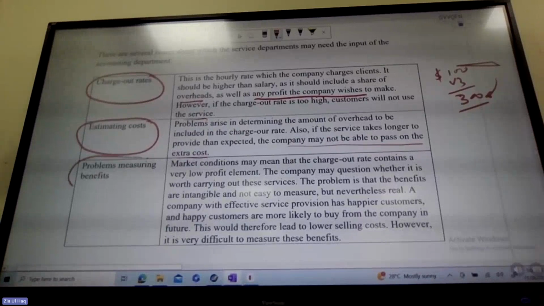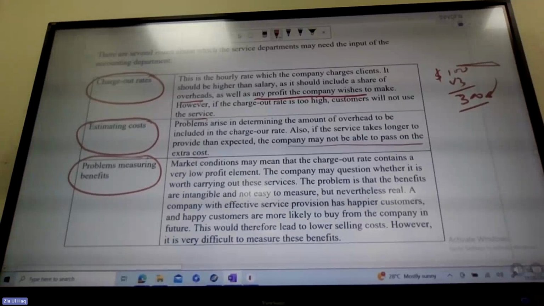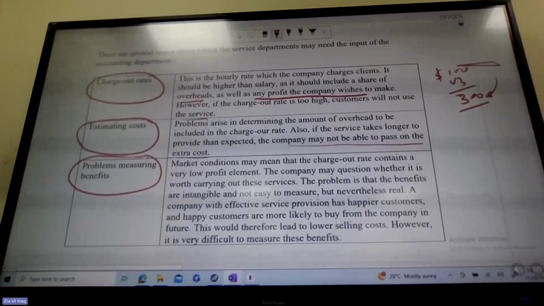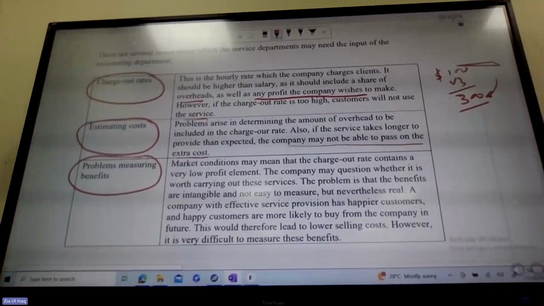Problem measuring benefits. What are the benefits that the customer will receive from the service? Because we need to charge below the benefits. If the benefits provided to the customer are $100 and we are charging $300, the customer will not buy our services in future. The benefits provided to the customer, to measure those figures, obviously will not be actual, they will be estimated. The service provider and accounting department have to communicate with each other.